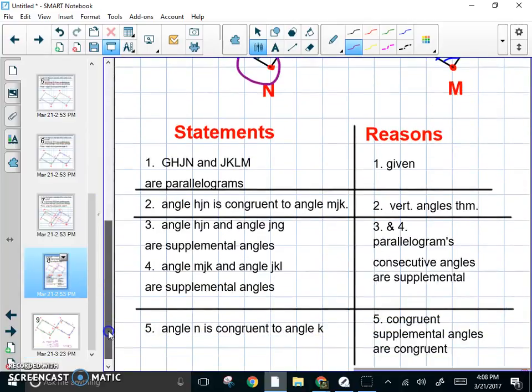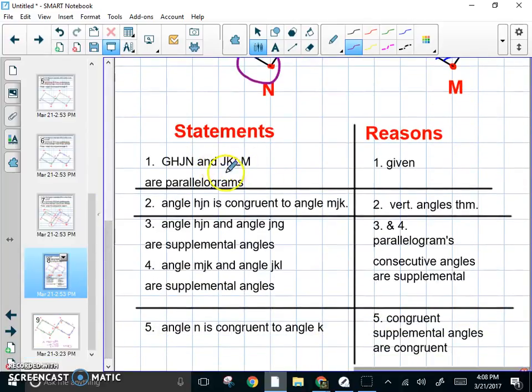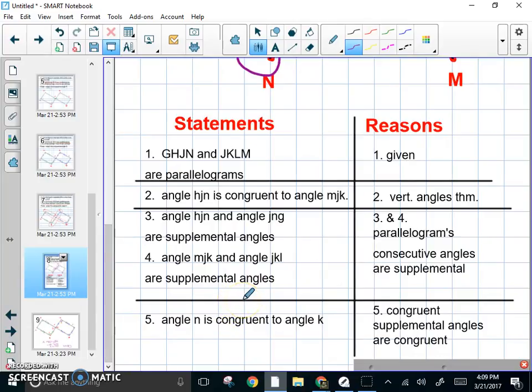So just to recap again, we said that they are parallelograms. We said that angle HJN is congruent to angle MJK by vertical angle theorem. Then we stated that the consecutive angles were supplementary, which is part of the given for parallelograms. And then we said, well, we've got enough now to say if a congruent angle is supplementary to another angle, then they are congruent to each other.